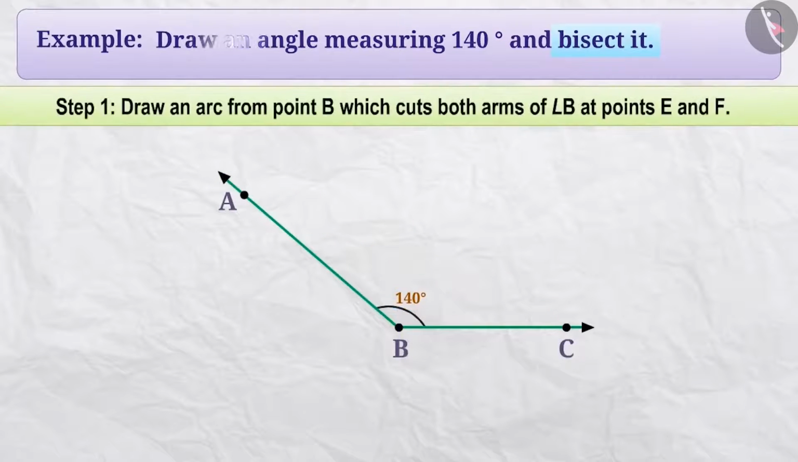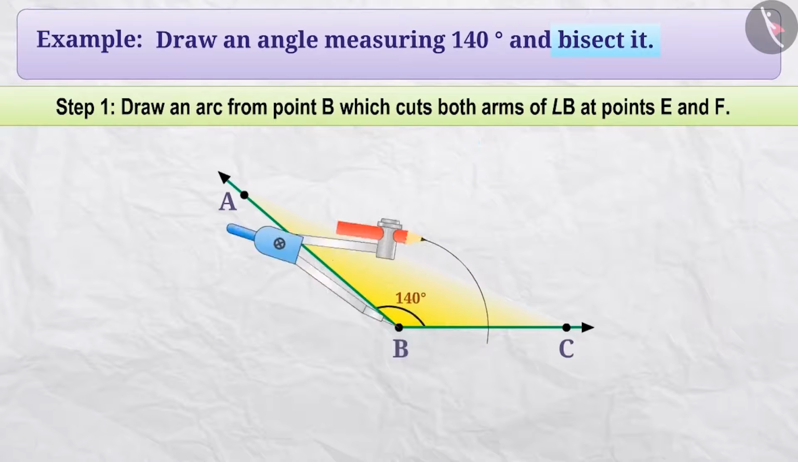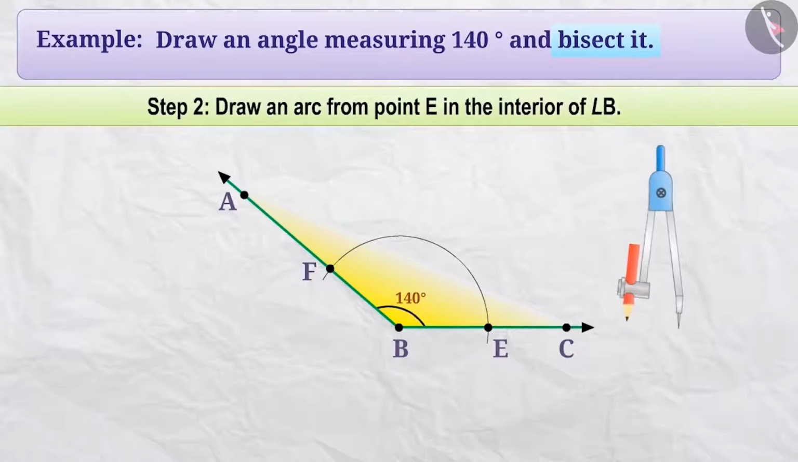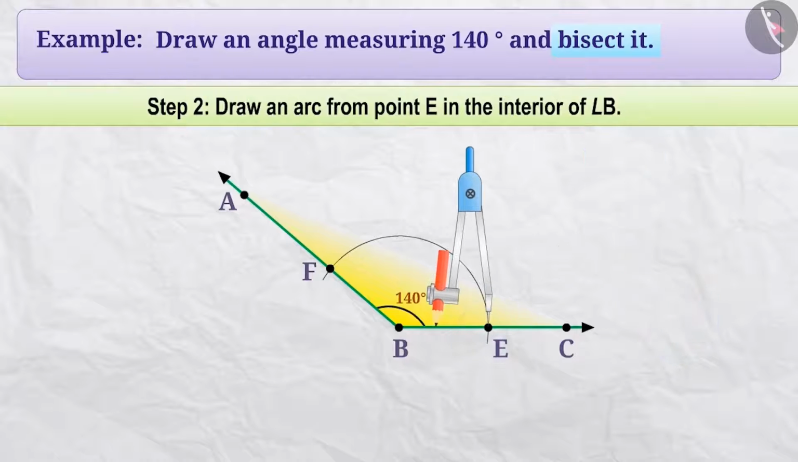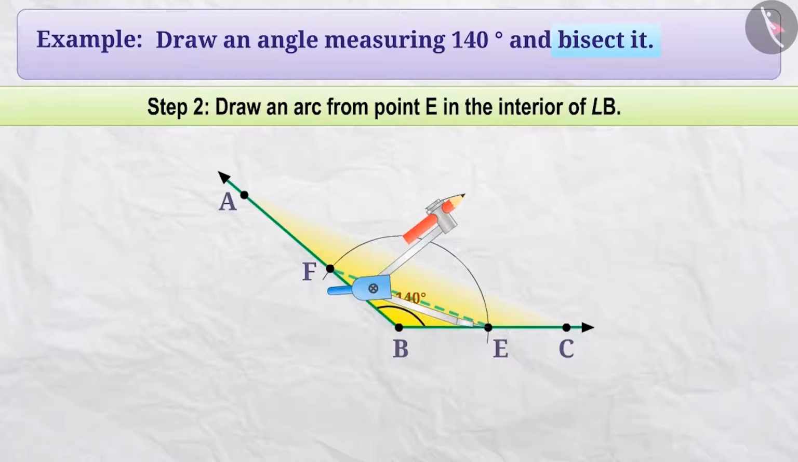Step 1. To bisect the angle, draw an arc by placing the pointed end of the compass at the center of angle ABC, that is, point B, which cuts the arm BC of angle ABC at point E and the arm BA at point F. Step 2. Place the pointed end of the compass on E and open the compass to take a radius more than half the length of EF. With this radius, we will draw an arc in the interior of angle ABC.